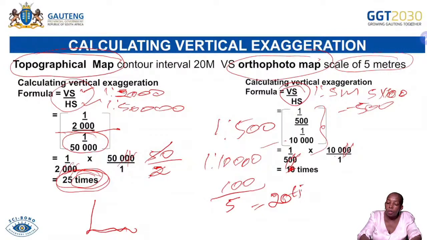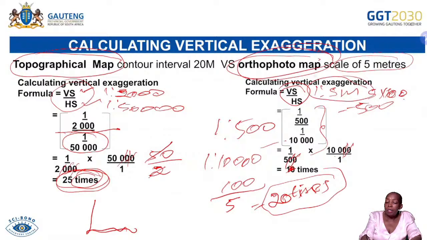So the answer will be that if you were to calculate the vertical exaggeration from an orthophoto map, that cross section would have been exaggerated 20 times, depending on what is the vertical scale that you are given.